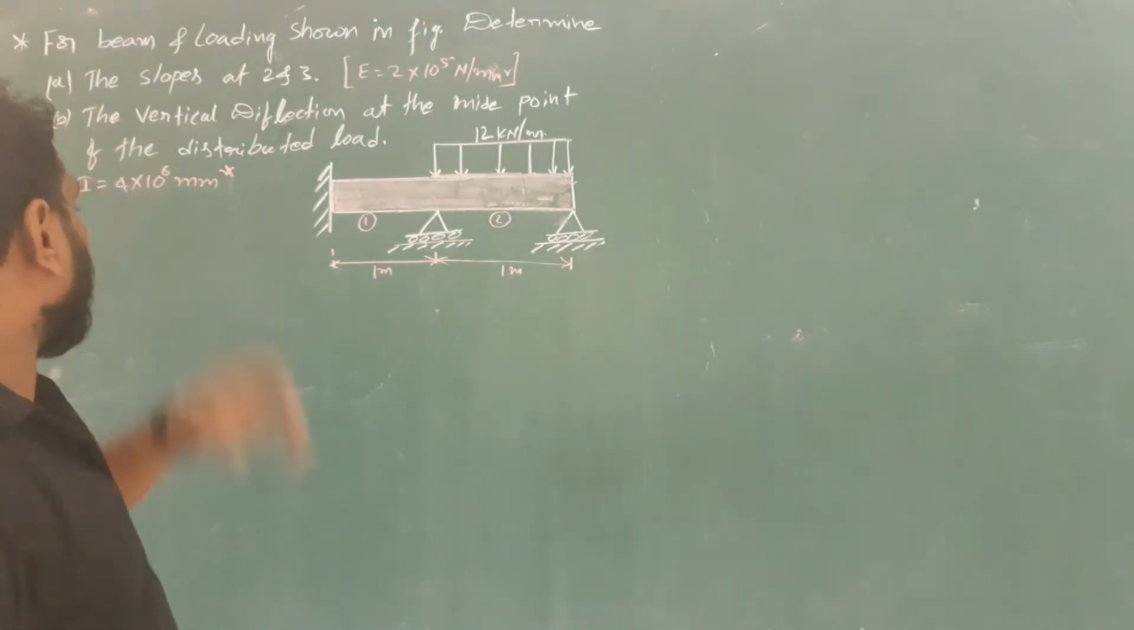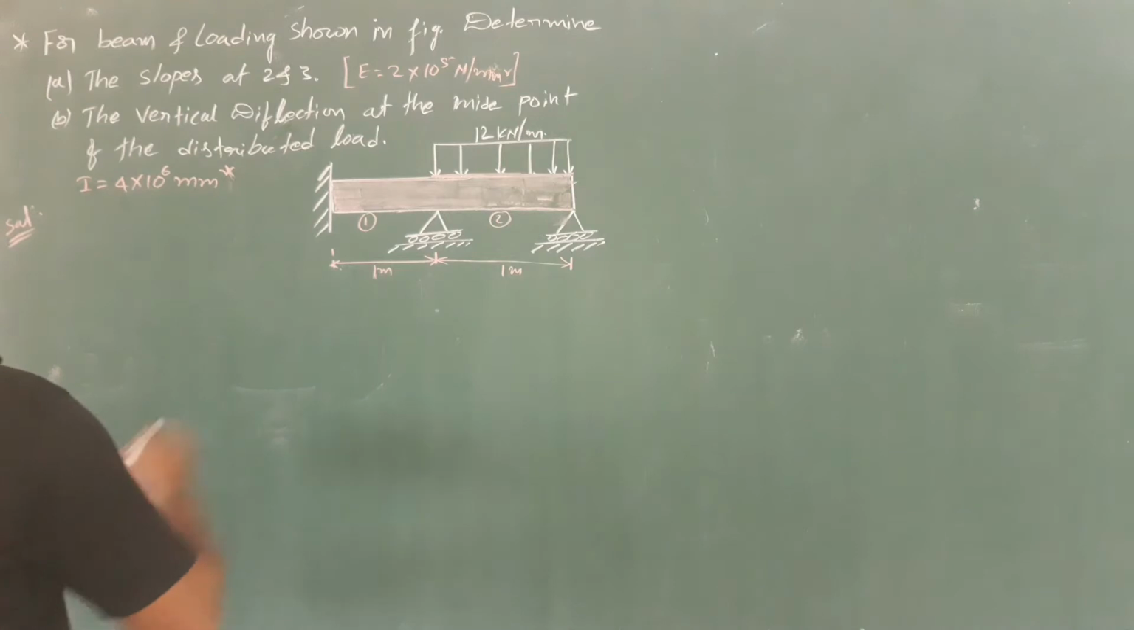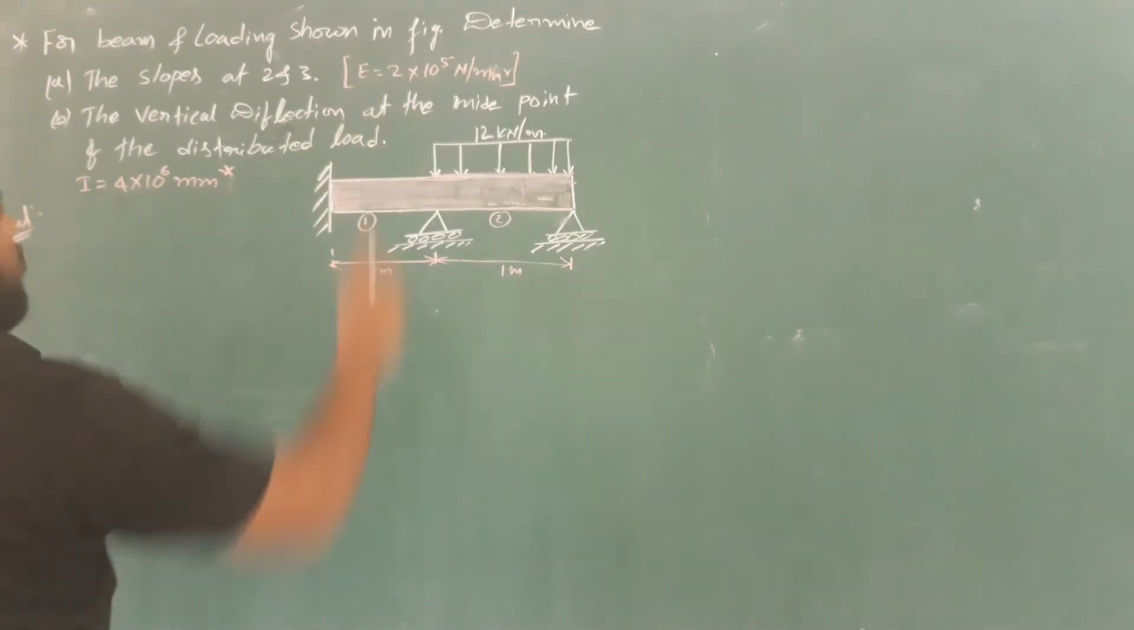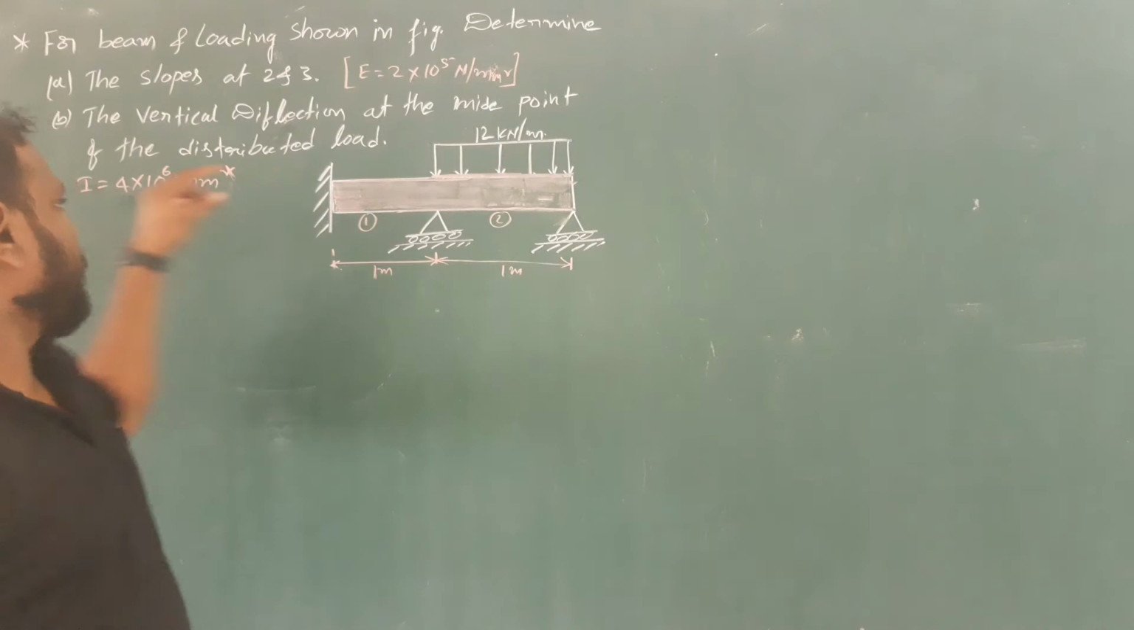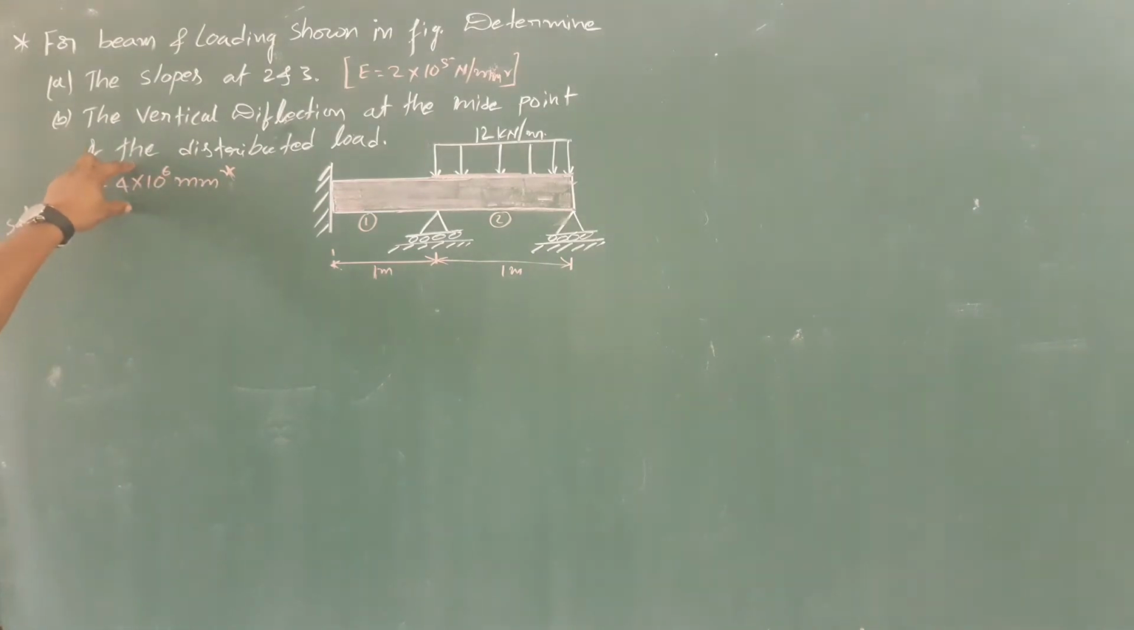Now E is given as 2 into 10 to the power of 5, and I, the moment of inertia for this entire body, is 4 into 10 to the power of 6 mm to the power 4. This is the given data. Now first we have to discretize.